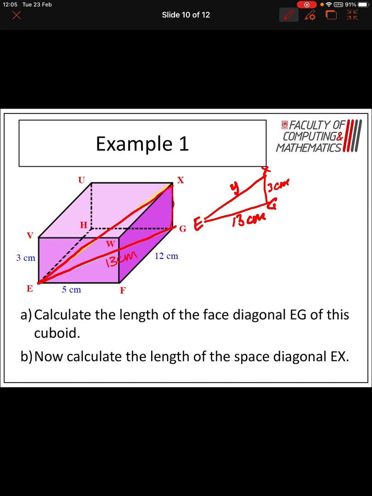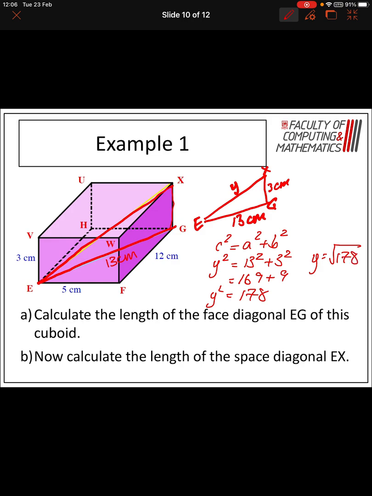Again, I'm looking for my hypotenuse, so it's c squared equals a squared plus b squared. Substitute in your values, y squared is equal to 13 squared plus 3 squared. Square them out, 13 times 13 is 169, 3 squared is 9. Add the two of them together, y squared is equal to 178. Take the square root of both sides, so y is equal to the square root of 178, which is 13.3 centimetres.